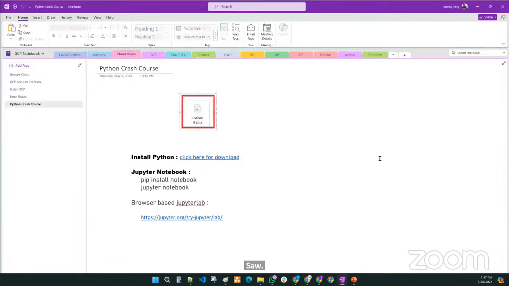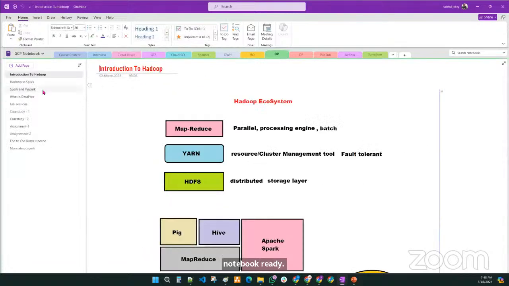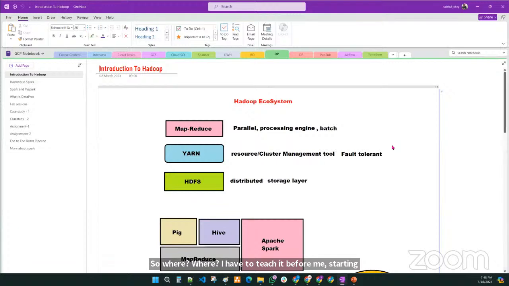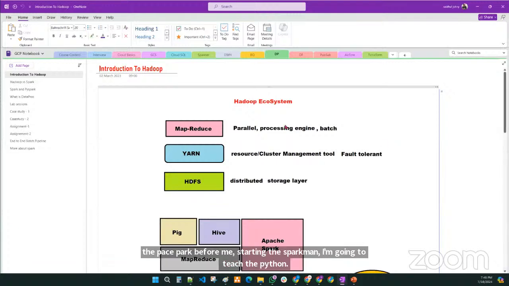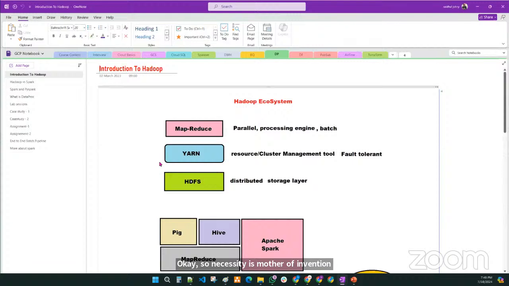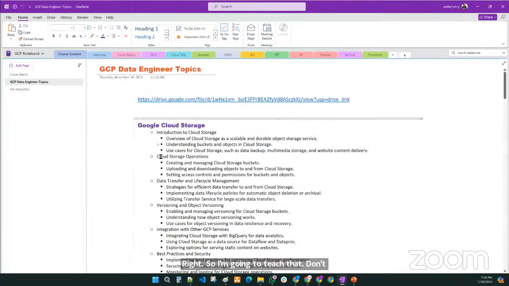I have the notebook ready. Before I start PySpark, before I start the Spark environment, I am going to teach the Python. Necessity is the mother of invention. We need Spark, and whenever you want to write PySpark code, you need Python there, right? So I'm going to teach it there. Don't worry about that. Everything is on me.